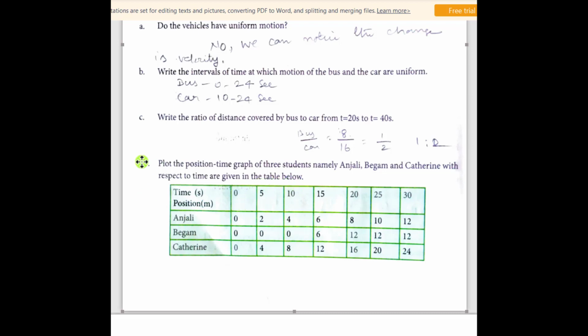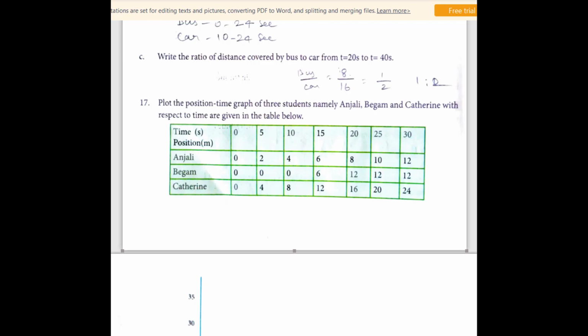given in the table below. Now you have to analyze the data given in the tabular column. First of all, we have to plot the values corresponding to the position and time. Here we have three characters, Anjali, Beham and Catherine. Plot the graph for Anjali, and note down this is the first line and this is the second one and third one. Beham is related to the second and Catherine to the third line.